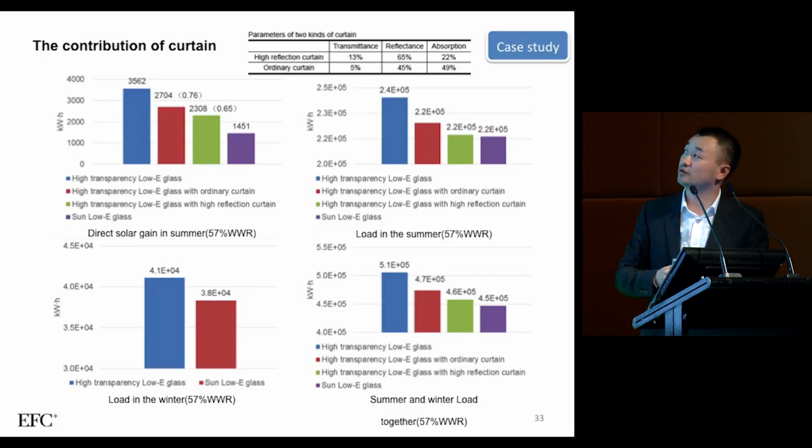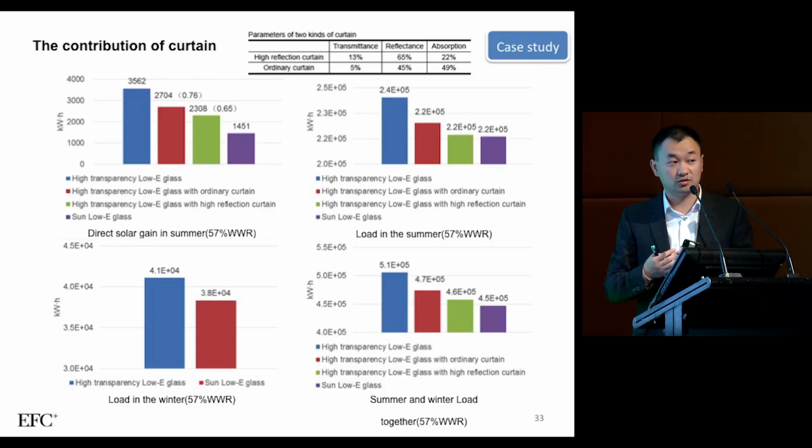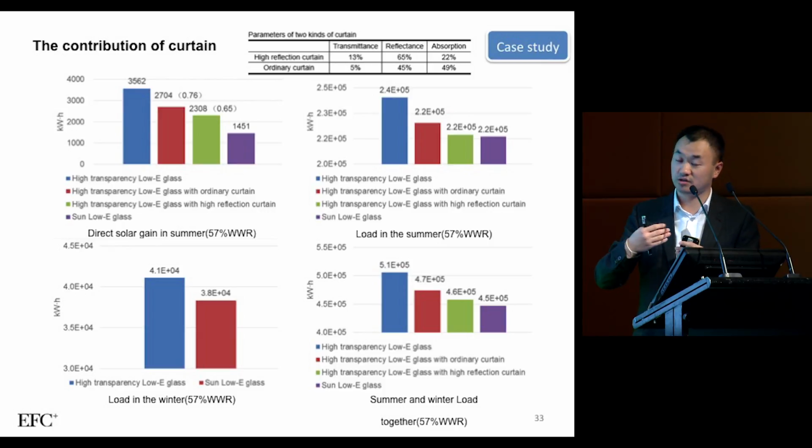This is the contribution of curtains, so different kinds of curtains. In summertime, it's very useful to block the direct solar gain. But in wintertime, we need to let the solar energy as much as possible inside the building. So the curtain is a very good way to use for the building.